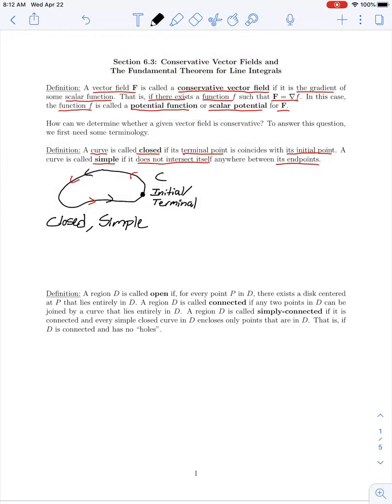As another example, if we had a curve that had its initial point and terminal point given here, maybe traversed in this direction. This is an example of a curve which is not closed, but it is simple. It does not intersect itself anywhere between those endpoints. But of course it is not closed since the initial and terminal points are different.